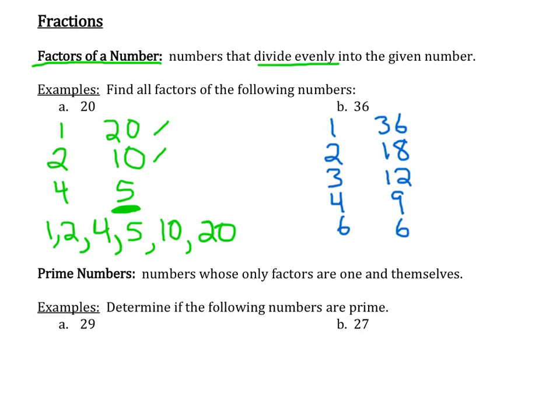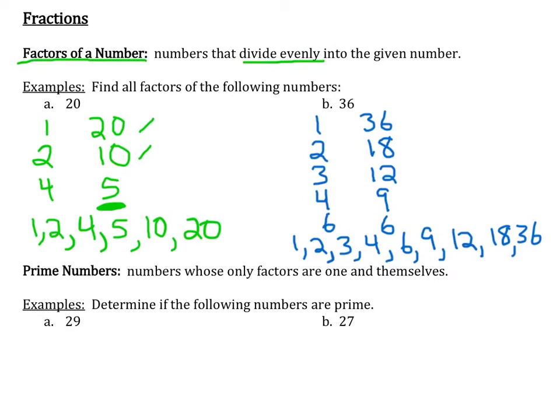If I want to write my factor set, we can call it a factor set: 1, 2, 3, 4, 6. I only have to write 6 one time. Then 9, 12, 18, and 36. So those are all of my factors of 36. Now I can write it with some brackets like this. This is just saying it's a set of numbers that are factors of 36.